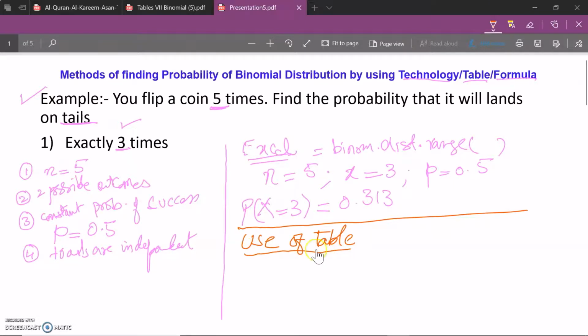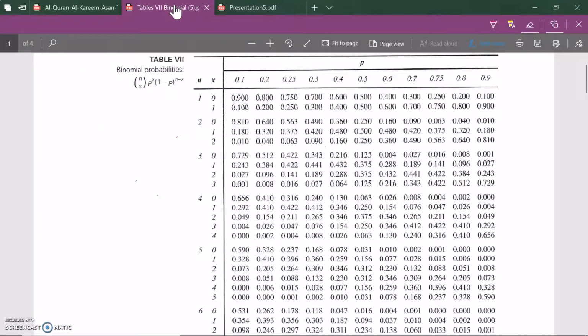How does this table look? Let me show you. This is the binomial probability distribution table. Sometimes people call it Table 7, binomial probability. That's the formula, which I will teach you in future videos, how this formula works. But in order to use this particular table, you need to know these things.